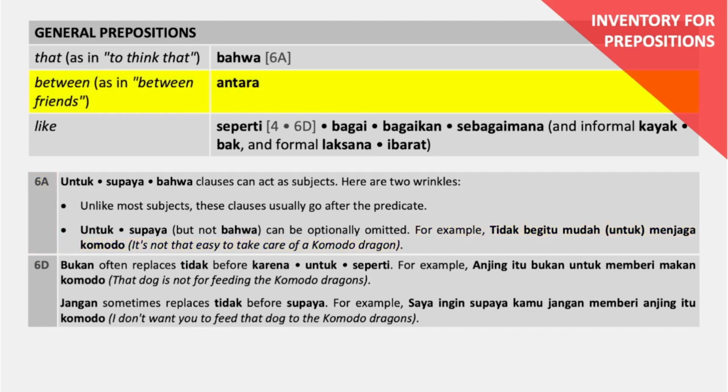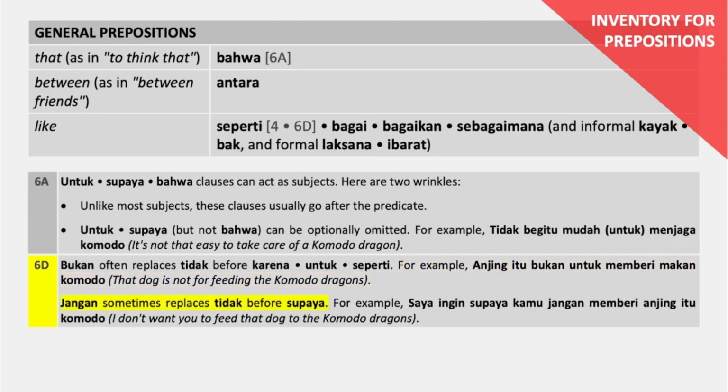Between is antara, like, seperti, bagai, bagaikan, sebagaimana, kayak, bak, laksana, ibarat. Bukan often replaces tidak before karena, untuk, and seperti. For example, anjing itu bukan untuk memberi makan Komodo. That dog is not for feeding the Komodo dragons.